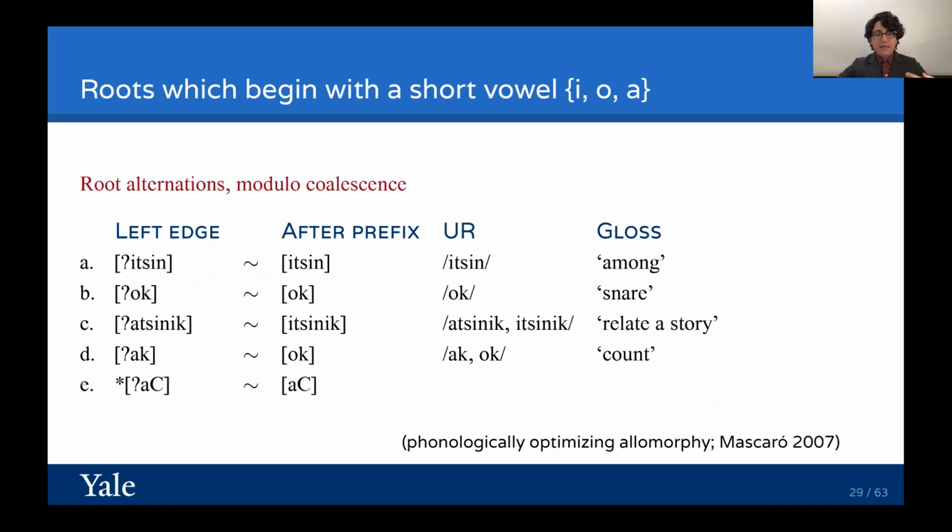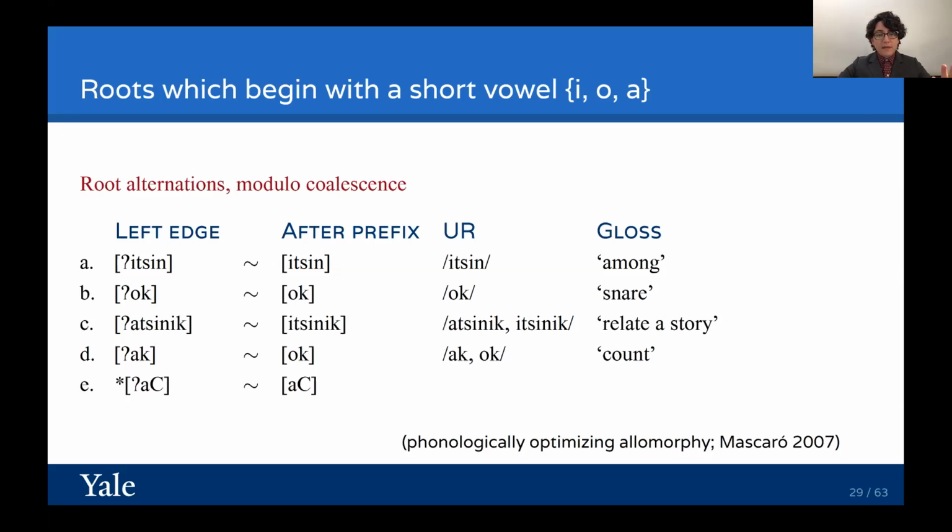So there are some roots like itzin, which means among, which have their leftmost vowel as E in both locations, that is, at the left edge of the phonological phrase, as well as after a prefix. There are some roots like ok, snare, that begin with an O in both locations. And there are two patterns of roots that begin with an A at the left edge of the phonological phrase. Some of them instead begin with an E after a prefix, with the same resulting coalescence that we saw with itzin, and some of them begin with O. And there are no roots at all which begin with a short A in both locations.